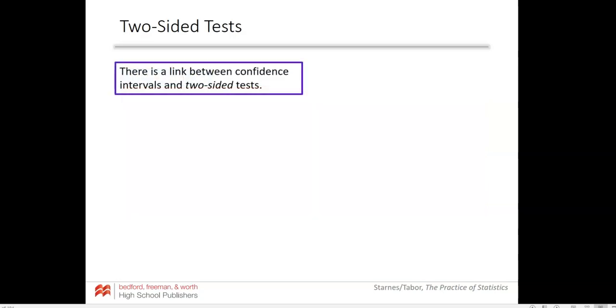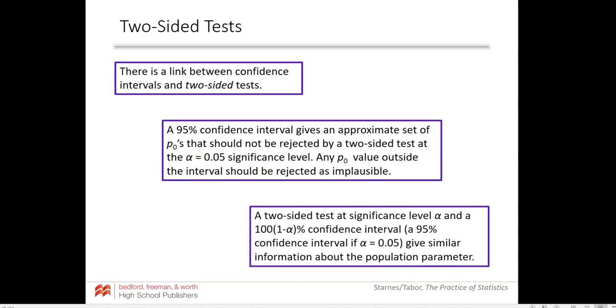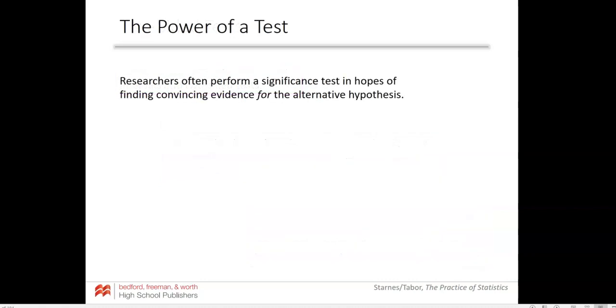So now there's a link between confidence intervals and two-sided tests. So yeah, they kind of look alike, right? That's what a confidence interval kind of looks like. So a 95% confidence interval gives an approximate set of nulls that should be rejected by two-sided tests at the 5% significance level. So there's actually some connection there. You get similar results really between the two when you do those.